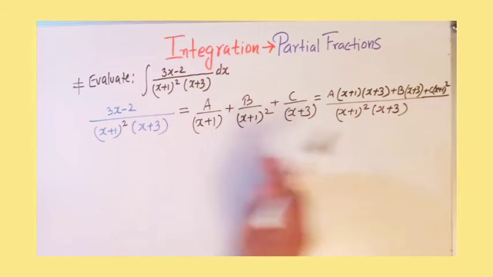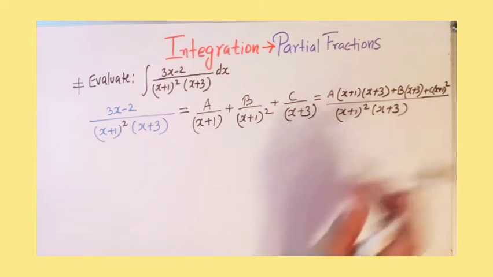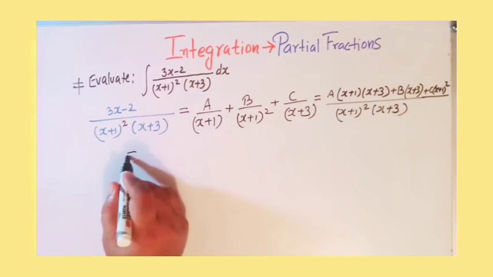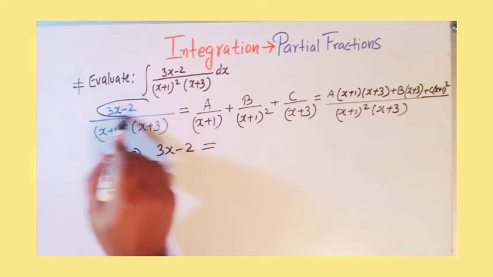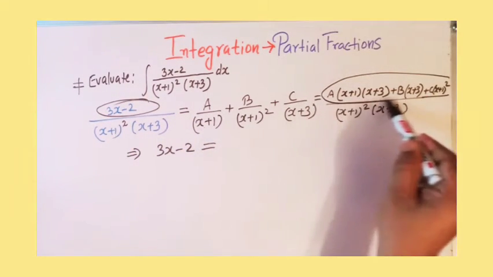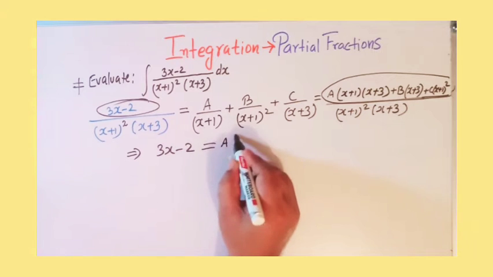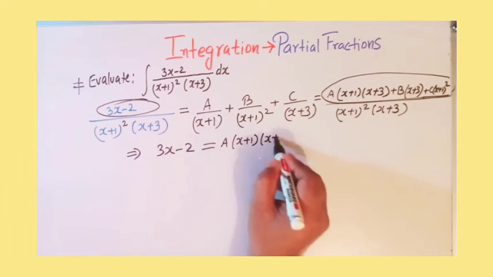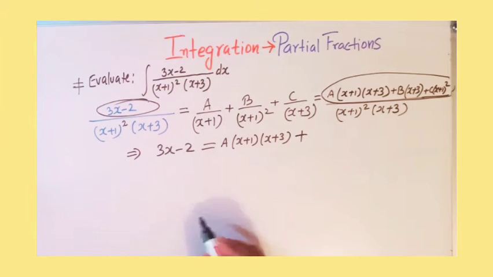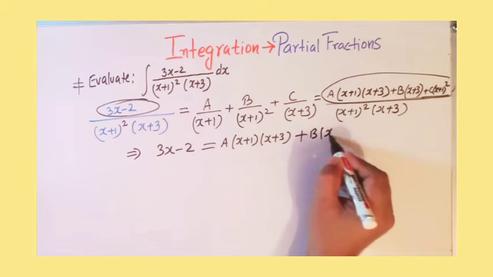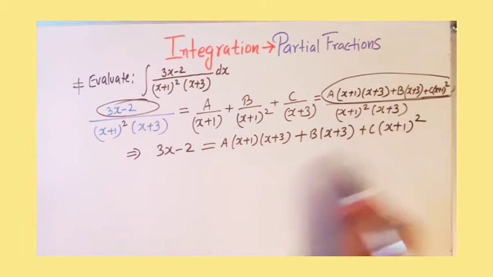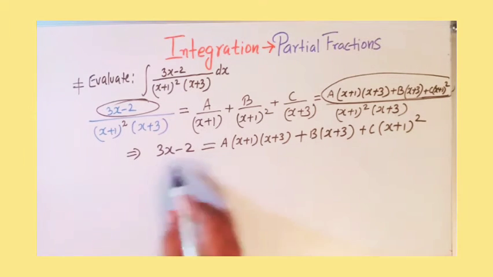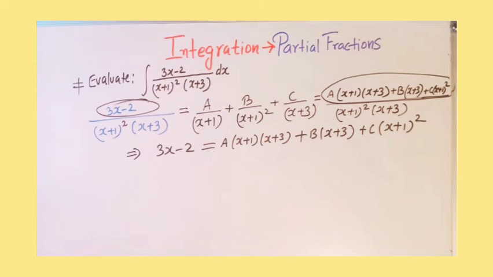Okay, now since this rational function is equal to this rational function, we have 3x minus 2 is equal to this term. This term will be equal to this term, right? So we have a times x plus 1, x plus 3, and then we have b times x plus 3, and then we have c times x plus 1 square. Now again, this is an identity, and we have to find the values of a, b and c.